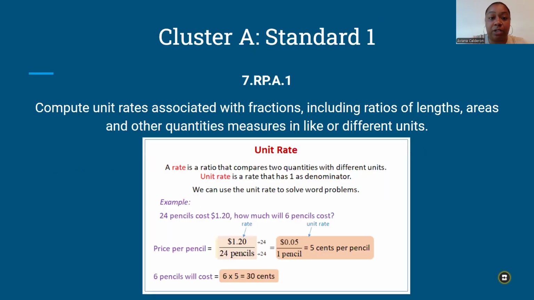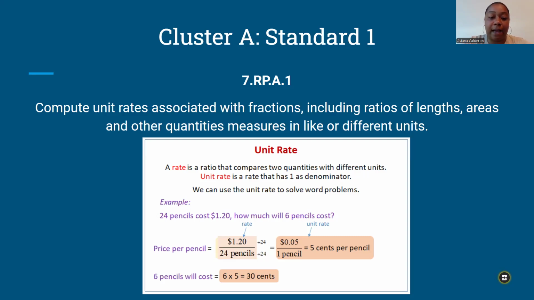Now moving on to seventh grade, which is the focus of my presentation. Under cluster A, we have standard 1, which is 7RP1A, which is compute unit rates associated with ratios of fractions, including ratios of lengths, areas, and other quantities measured in like or different units. I have included the definition of unit rate, which also includes rate. A rate is a ratio that compares two quantities with different units. And a unit rate is a rate that has 1 as a denominator. So a unit rate is a simplified version of a rate.